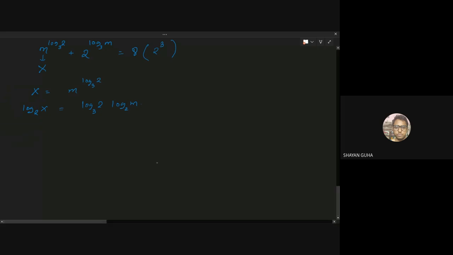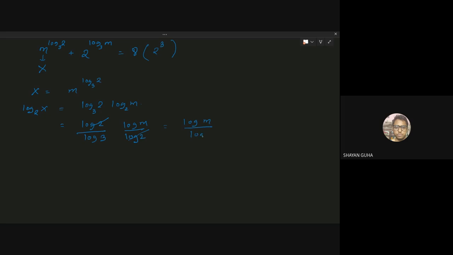Now what I can do is I can write it as log 2 by log 3, and this as log m by log 2. You can easily see that log 2 and log 2 are getting divided by each other. So ultimately this is becoming log m by log 3, which is nothing but log m base 3. Therefore ultimately we can write log x base 2 is nothing but log m base 3.